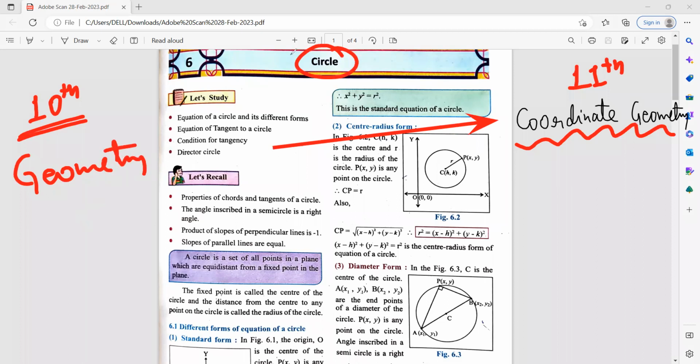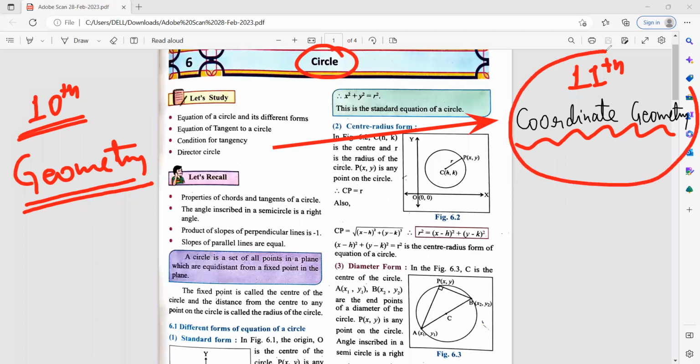So we had several things there. We studied the tangents to the circle, the chord of the circle. That was all pure geometry. The tangents, the chords, the intersecting chords, the intersecting tangents, several things. We are going to study everything once again, but now we are going to study under coordinate geometry. Okay. Now, what is coordinate geometry?